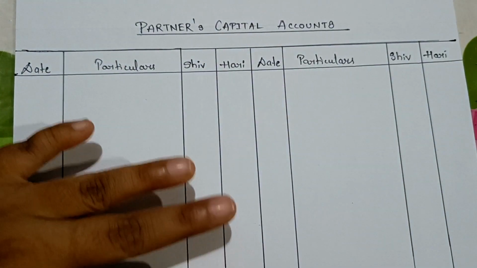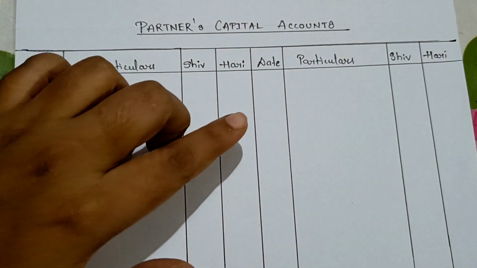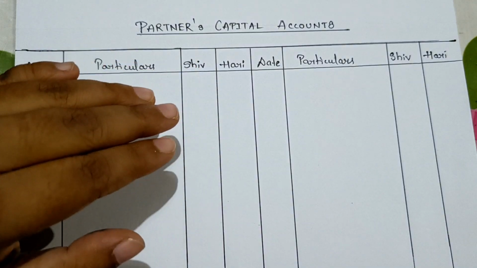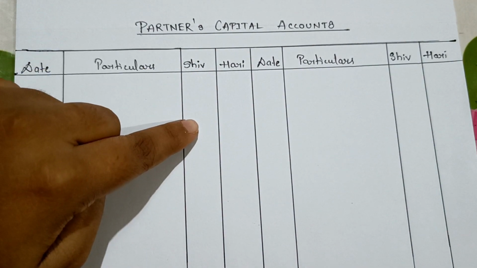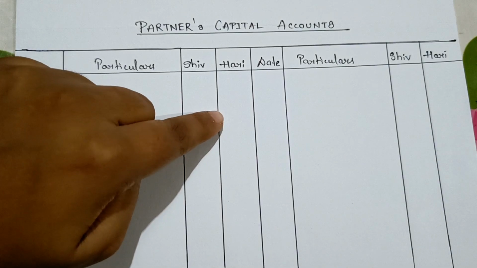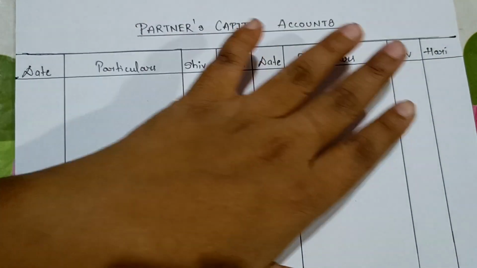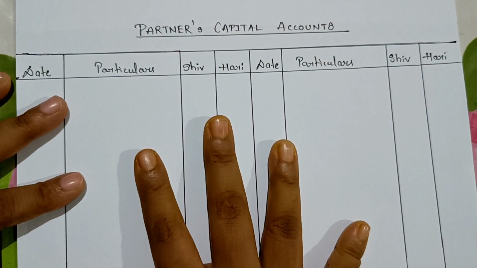Here is the proper format for the partners' capital account, where there is the date, particulars, and the partners. As many partners as there are, that many columns will be made. So here, two partners, Shiv and Hari, two columns for both partners. Then date, particulars, Shiv and Hari. This one is the debit side, this one is the credit side. So let's start the posting into the partners' capital account.